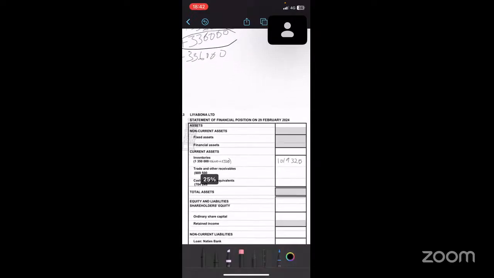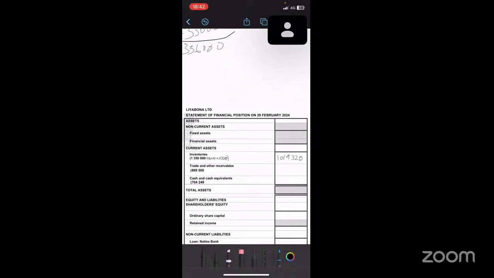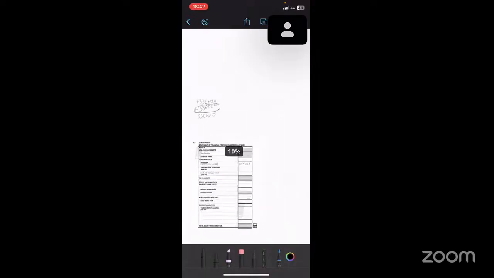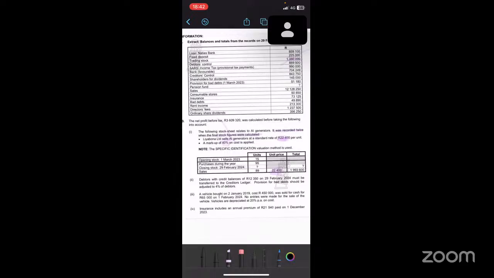Now let's go to our trade and other receivables. For trade and other receivables, we have 889,500. Then now we're going to check what it is that affects our trade and other receivables. So your trade and other receivables would be your prepaid expenses, right? Prepaid expenses and what else? What else affects the note?